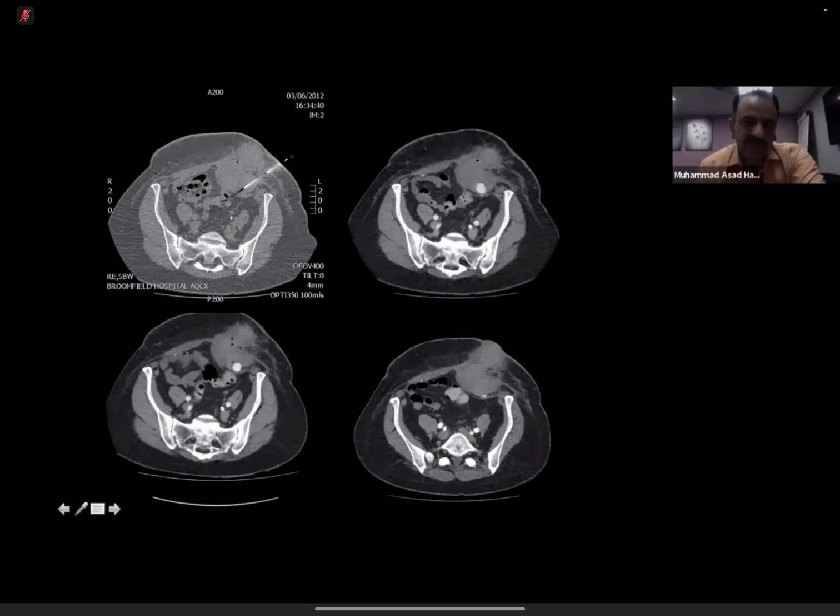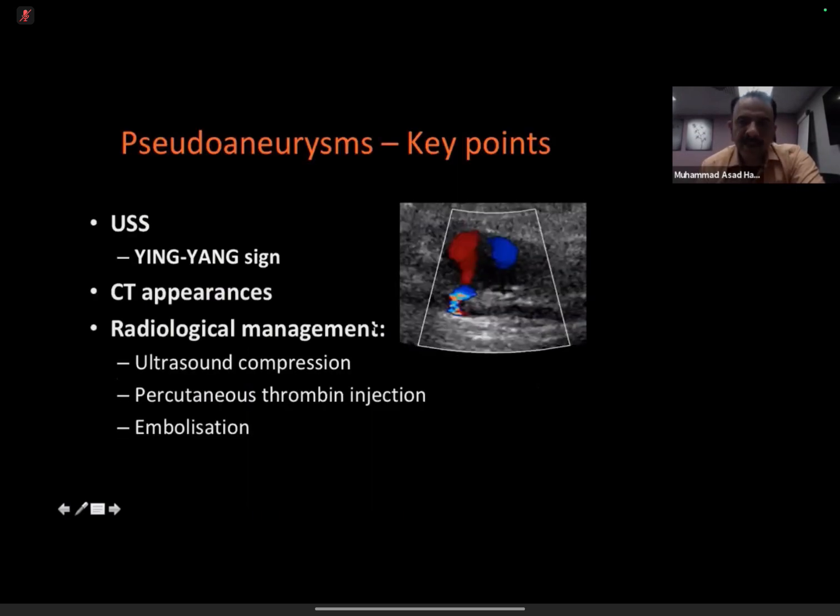If you can see the neck of the pseudoaneurysm on ultrasound, direct compression can be applied for about 6 to 10 minutes and see if that clots within the aneurysm and that treats it. Otherwise, image-guided thrombin injection or embolization. For example, this inferior epigastric artery aneurysm, we had to treat it with the coil embolization because the thrombin injection failed in this patient.